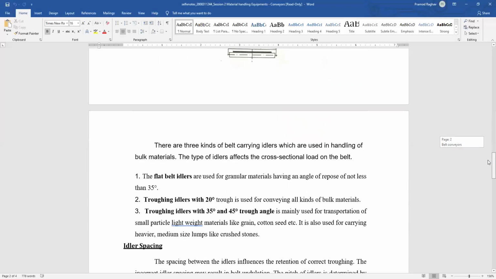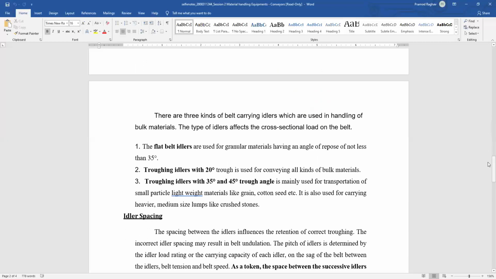And they may be of 2-3 types: flat belt idlers, idlers with 20 degree trough, and idlers with 35 to 40 degree trough. Okay, so if the particles are small and light in weight, then we will use the 35 to 45 degree trough angle for these idlers.